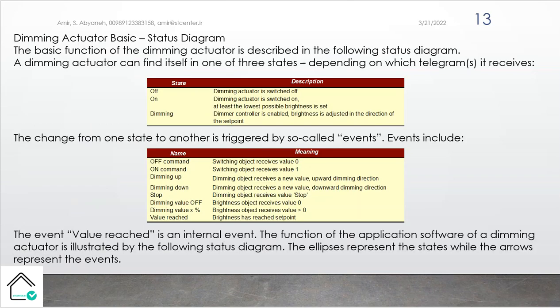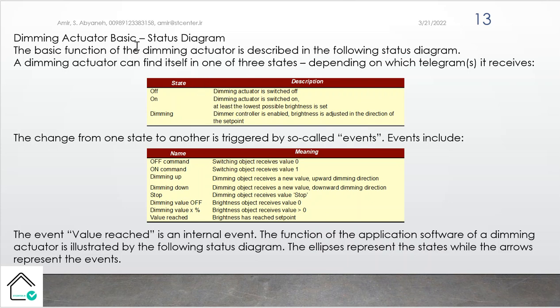Dimming actuator basic status diagram. The basic function of the dimming actuator is described in the following status diagram here. A dimming actuator can find itself in one of these states depending on which telegram it receives. So either the dimmer actuator is off, switched off, or on, switched on, at least the lowest possible brightness is set.